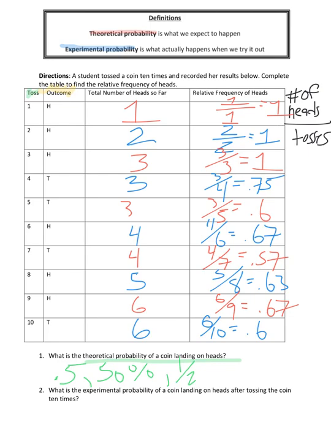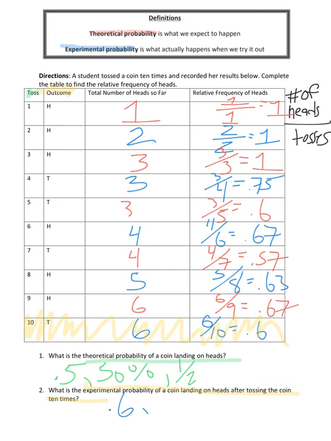So now we're asked, what is the experimental probability of a coin landing on heads after tossing the coin 10 times? So above, the student tossed a coin 10 times. And what was the experimental probability of the coin landing on heads after tossing it 10 times? Well, to find that, we have to look at this last row. After 10 times, the coin landed on heads 0.6 of the time.